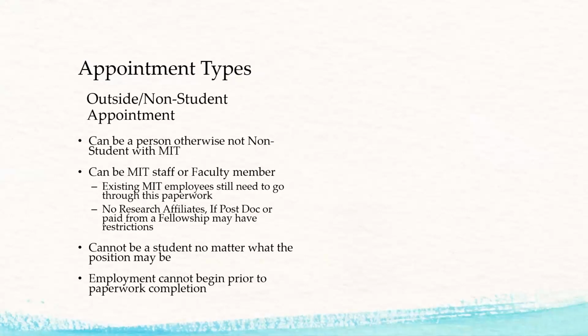If it's a postdoc, sometimes they may be getting paid through a fellowship. This goes the same with grad students. So back in the student area, you just want to double check if somebody's being paid from a fellowship, they may have restrictions. So we may or may not be able to hire them, but it's always good to check. And this cannot be an MIT student. It can be a student outside of MIT, just not an MIT student.